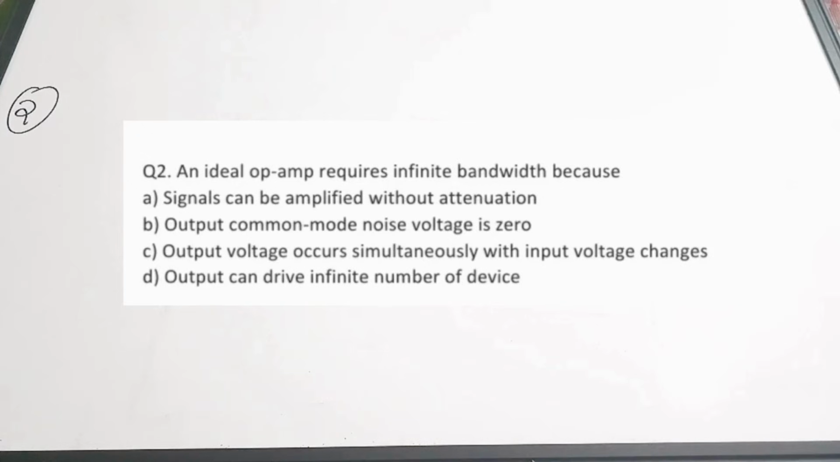The options are almost all correct, but the question is connected with the bandwidth. Why does an ideal op-amp need infinite bandwidth? Because the op-amp can amplify the signals without attenuation. In order to have maximum amplification without any attenuation, it is designed with infinite bandwidth. So the correct answer is A. Since it wants to amplify the signals without attenuation, it requires high or infinite bandwidth. So the second question's correct answer is option A. Moving on to the third question.